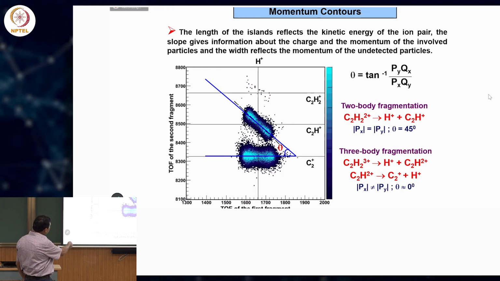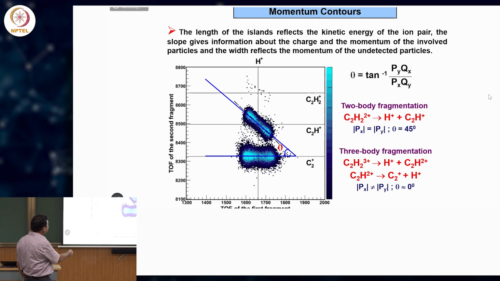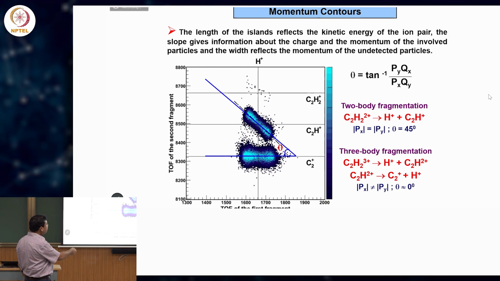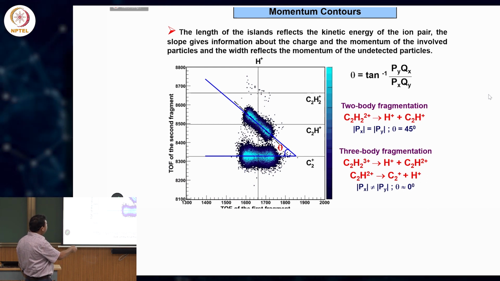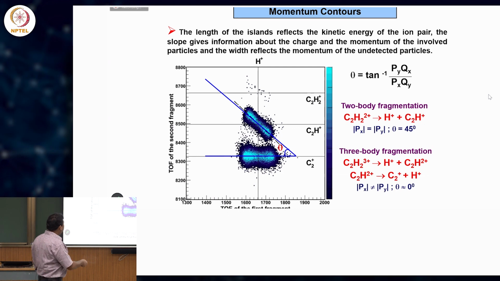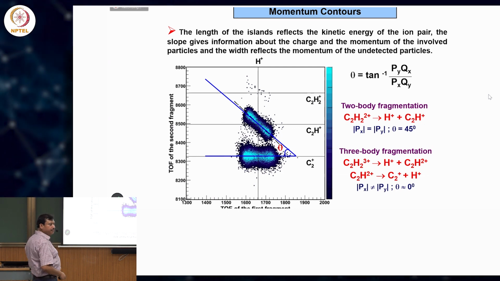This exact forward and backward 45-degree line means you have a two-body fragmentation channel where the momentum is completely balanced. So the charge and momentum, the angle between them, play a role in what you see in the coincidence map. And if you have equal momentum, then it is exactly 45.